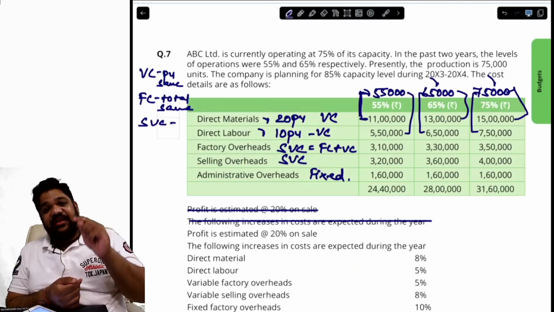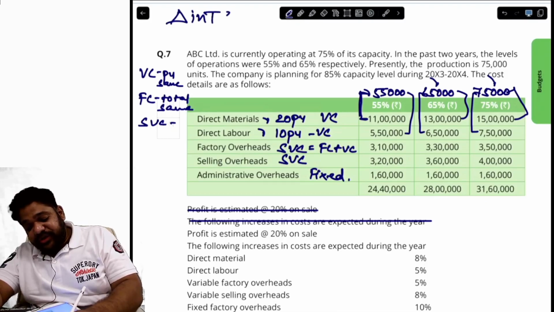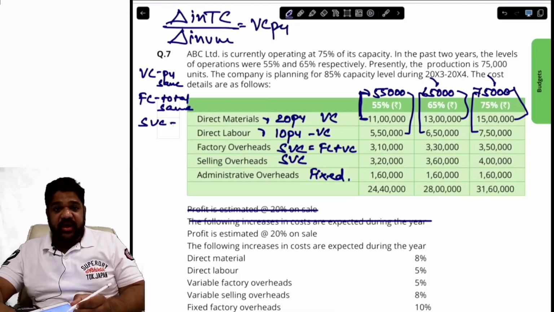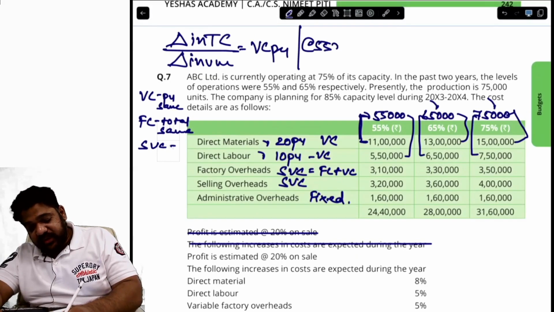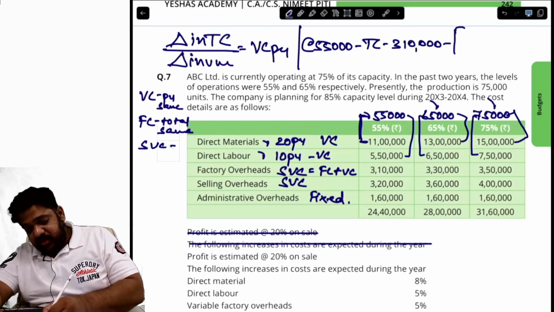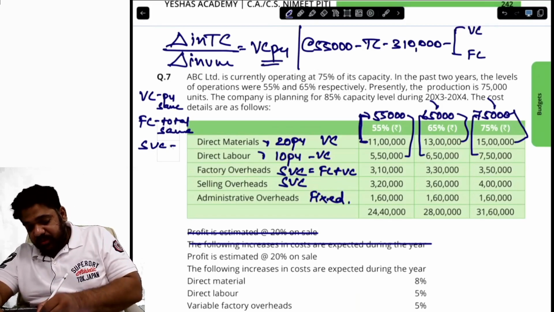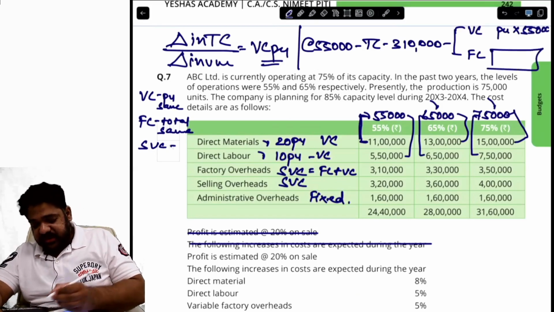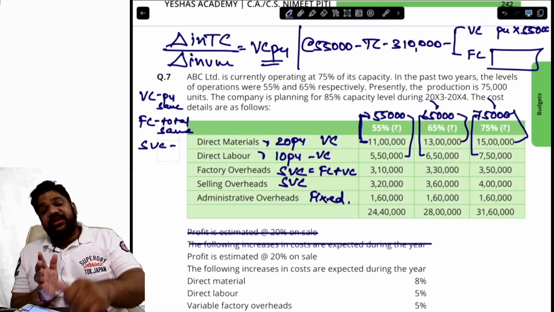And once you decide that the cost is semi-variable, you will have to use the formula which we've used multiple times. Change in total cost upon change in units, this will get variable cost per unit. And then you will take any one level over here, let's say at 55,000 units, the total cost is 3,10,000. So you will have variable cost and fixed cost. The variable cost per unit we have found out over here, so into 55,000 units, that much is the variable cost, and this is your fixed cost, the balancing figure. So you'll have to segregate it on that basis. Okay. So keep this thing in mind.